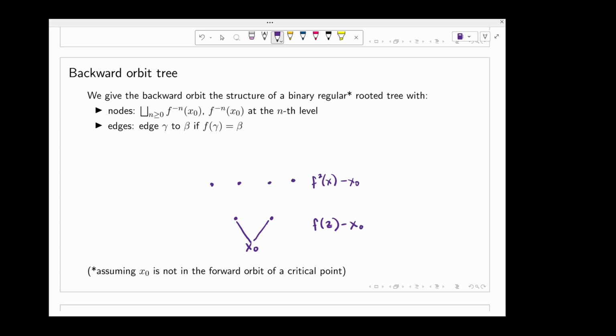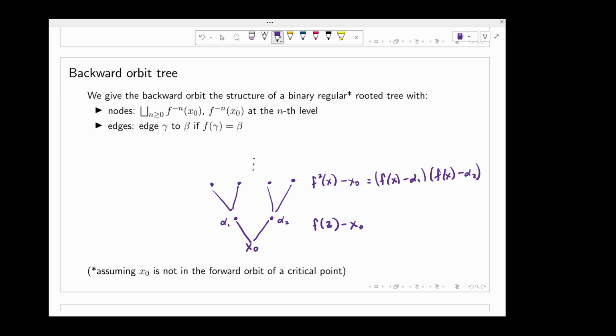And if my roots at the first level were, say, alpha 1 and alpha 2, I know that this polynomial is going to factor as (f(x) minus alpha 1) times (f(x) minus alpha 2). And so 2 of the nodes at this level will get mapped to alpha 1 under the first iterate of f, and the other 2 will get mapped to alpha 2. And I can keep going, building my infinite tree in this way.